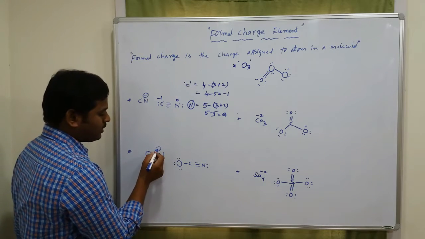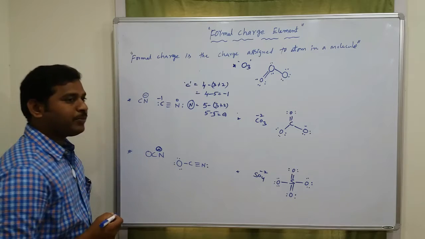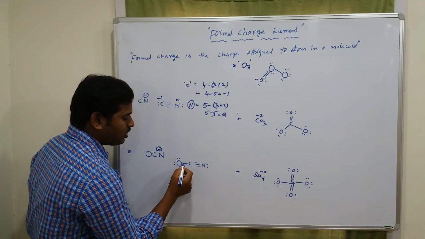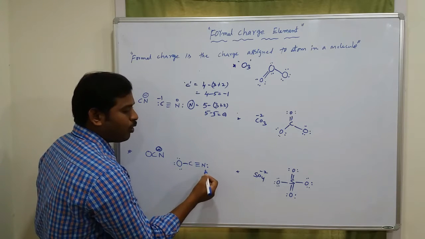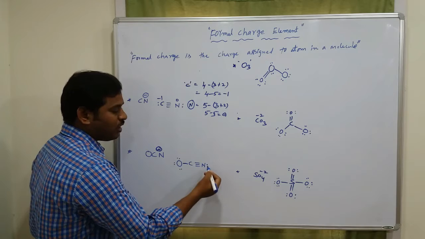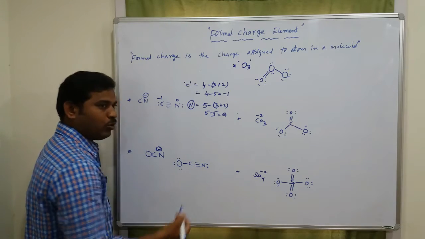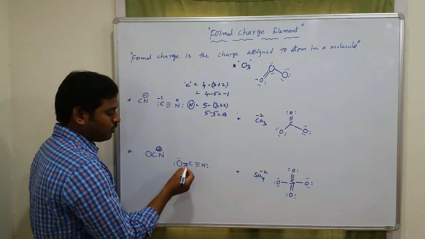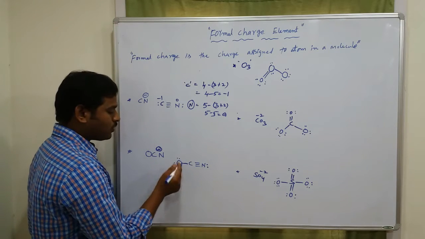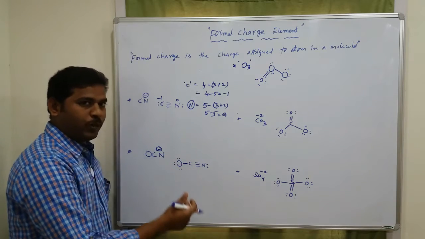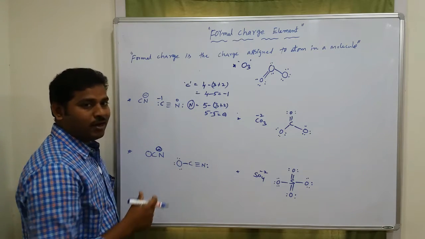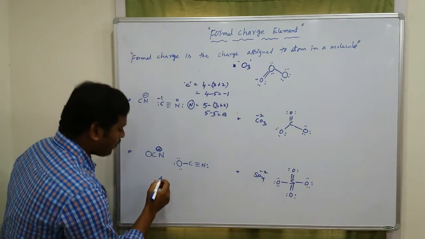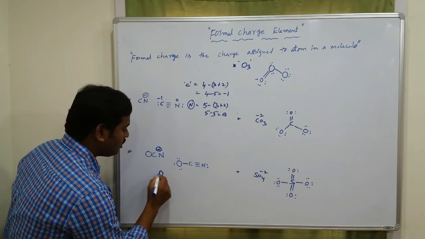Coming to OCN minus, it is another example, OCN minus, which is very important. For this, the Lewis dot structure is like O single bond C triple bond N. It has to satisfy the octet rule. Nitrogen has here one lone pair of electrons. To satisfy the octet rule around the oxygen atom, see, one bond indicates 2 electrons. The remaining 6 are here as lone pairs of electrons. So totally it can satisfy the octet rule. To calculate the formal charge, we can use this formula, that is the oxygen formal charge.